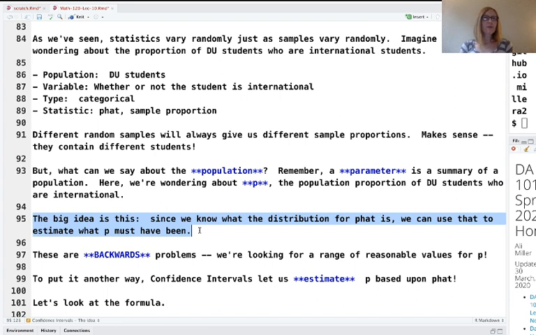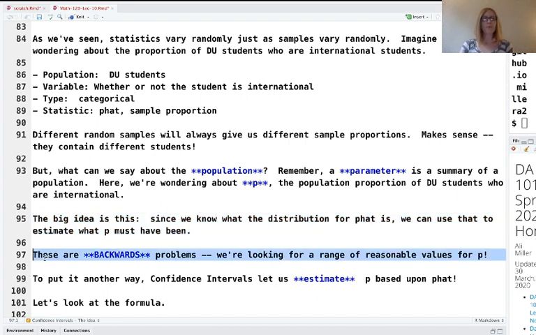Because of that, these are backwards problems. All of these confidence interval problems that we're doing right now, they're backwards problems. They're going to be very, very similar to the backwards problems that you've done so far. So I hope once you get a little practice, they'll feel familiar in that sense, because they're actually just the same.